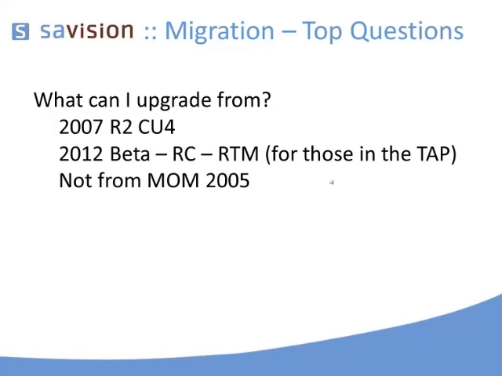Now, if you're currently in the TAP or the CEP, there is a supported path to be able to go from the beta to the release candidate to the RTM. So that is good news for the people in the TAP. You don't have to do a reinstall to be able to move those forward. Now the bad news, you're not going to be able to do a direct upgrade path from MOM 2005. So if you're on 2005, you're going to need to look at different options. I'll show the different migration choices that are available, and hopefully that will help us to be able to map out what our choices look like and what's going to make the most sense associated with this.